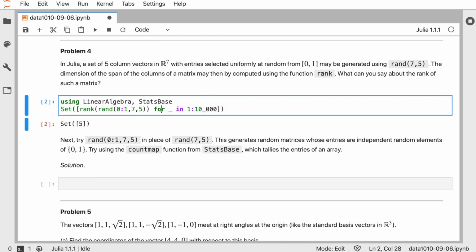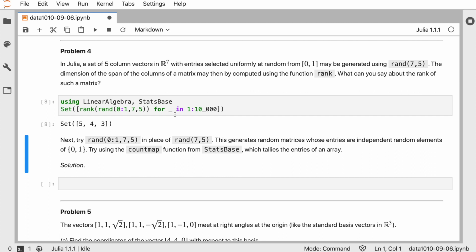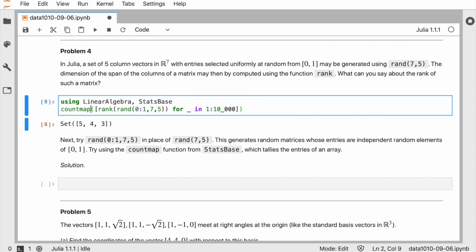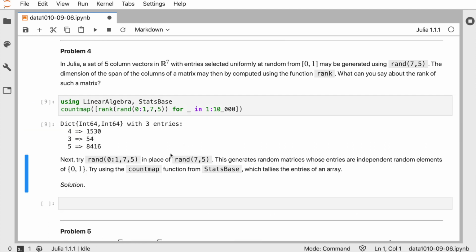But we can run the experiment a bunch of times and see what we come up with, and sure enough, even with 10,000 runs, we see some 4s and some 3s. And if we want to check how many 4s and 3s we tend to get, we can use the countmap function, which comes from StatsBase, and that's going to tally things up for us. So instead of throwing away duplicate entries like set does, this is going to keep track of them for us and see how many there are.